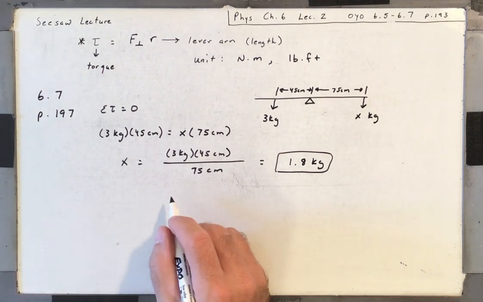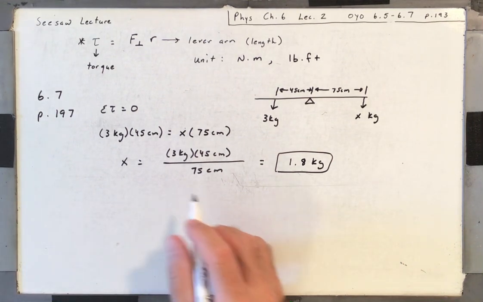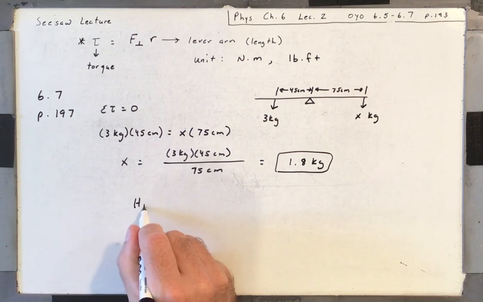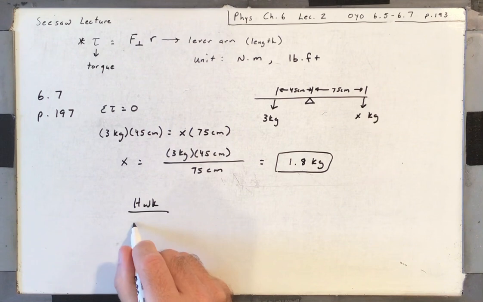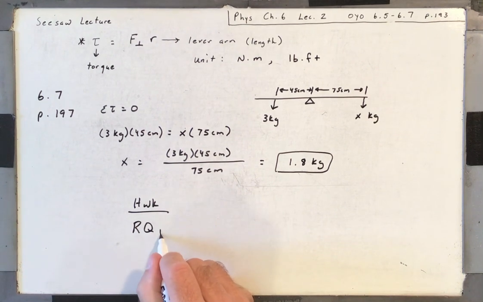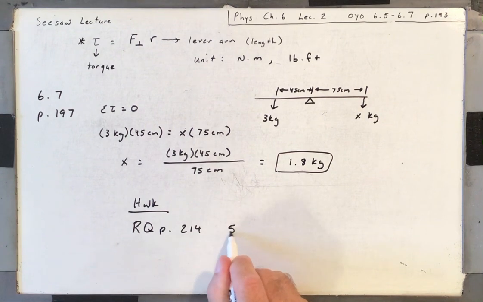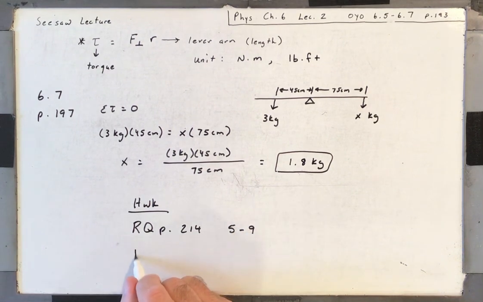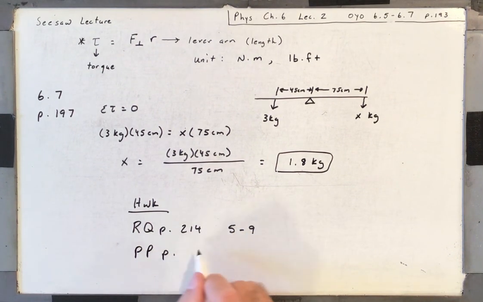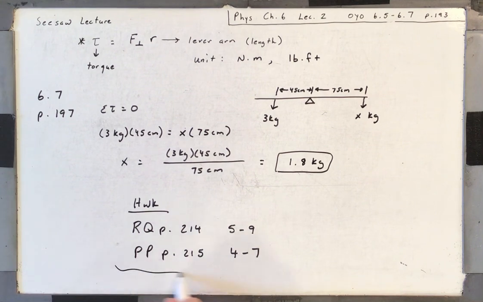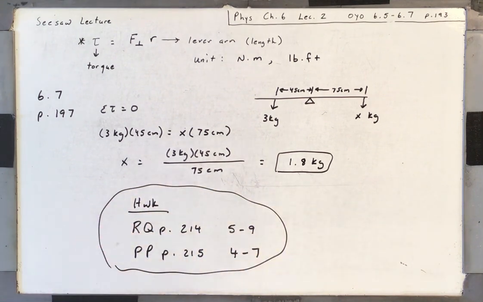All right, that's it. So the homework related to this lecture is going to be review questions on page 214. You can do 5 through 9, and practice problems on page 215. You can do 4 through 7. All right, so not really a very difficult section, so enjoy.